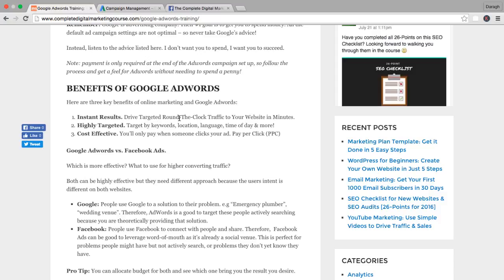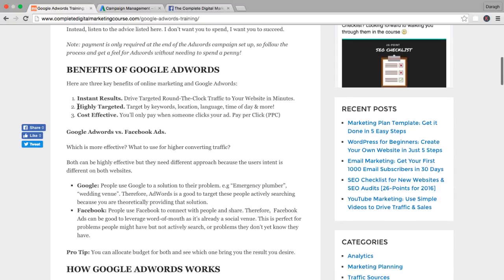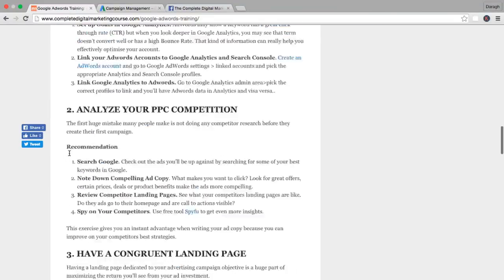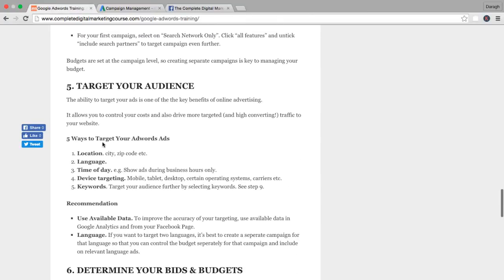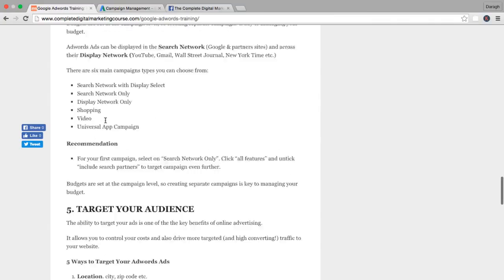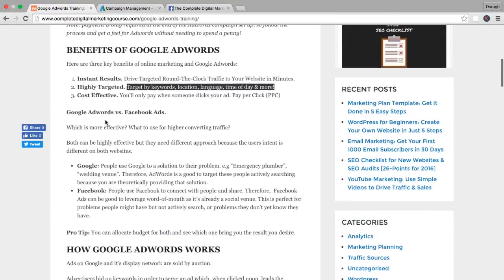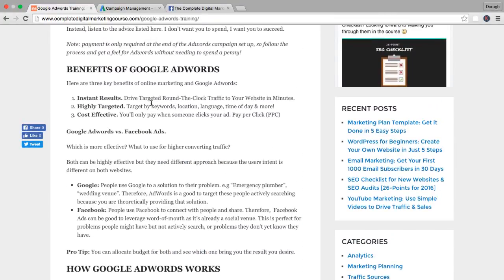So that is the big attraction for most people, the ability to get instant results and to get consistent results as well. Now, the second key benefit of online advertising in general and Google AdWords is that it's highly targeted. Especially in Google AdWords, you can target by keywords, location, language, time of day, and many more options. I'll show you further down in point number 5 some of the targeting options, how you set that up, and I'll give you my recommendations for your first campaign.